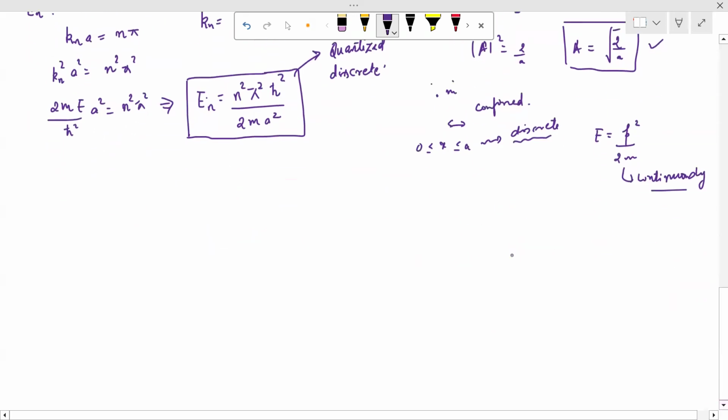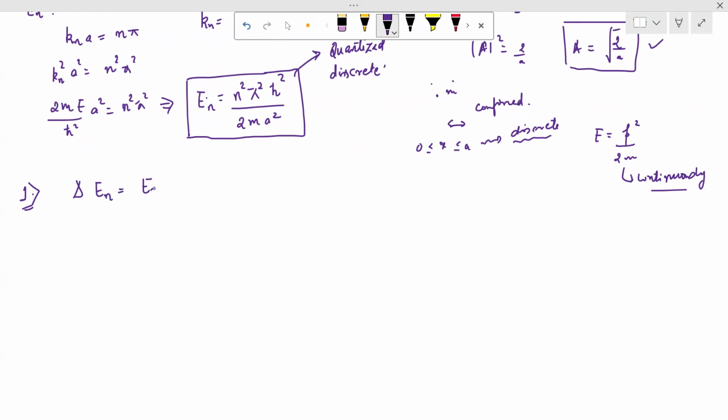Now, another observation. So here we'll have certain observations. Observation number one. If we want to find the difference between two adjacent energy levels, that is delta En, it will be equal to En plus 1 minus En. And certainly it will be equal to (n plus 1) whole square minus n square, times pi square h cut square upon twice m a square. This is common, not at all an issue. So this will be equal to 2n plus 1 times pi square h cut square upon twice m a square.